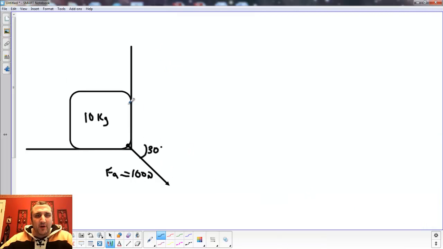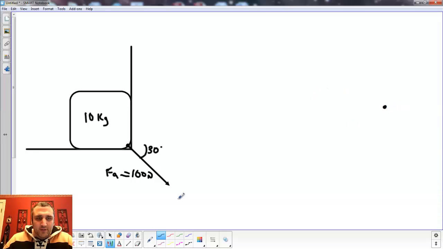So now here we are in our next problem, and we've got an applied force going into a wall and a floor at 30 degrees. We've got the applied force being 100 newtons, and we've got a 10 kilogram box. So I have a feeling we're going to have to do a triangle again here. So I'll put our free body diagram there.